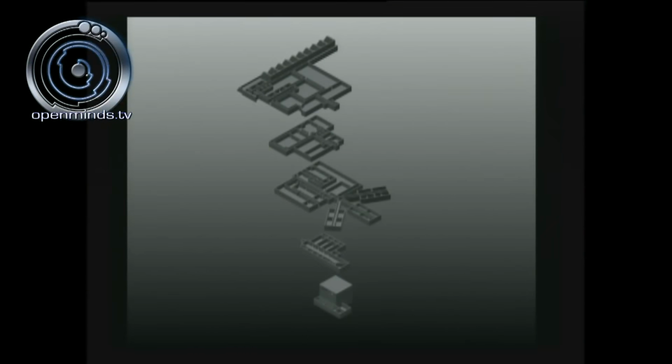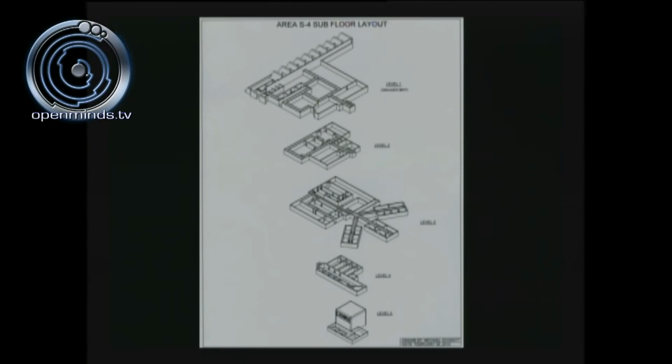Now we've got the layout. We start at the top, it's 4-1. Second floor is 4-2. We've got 4-3, 4-4, and 4-5. We flip to the AutoCAD rendering to give you an idea of what that facility looks like. Keep in mind that anything below 4-1 is all underground.